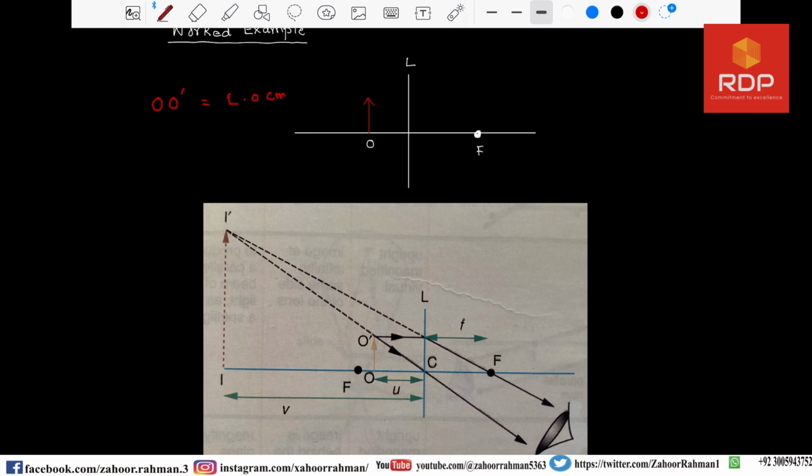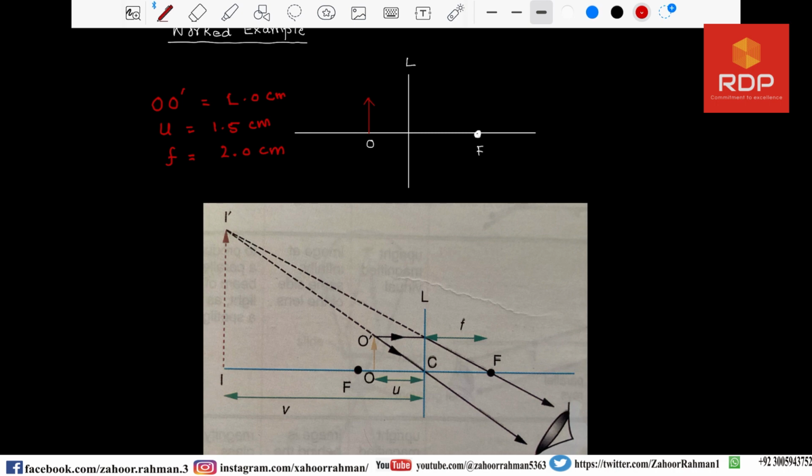Similarly, the object distance U is given as 1.5 centimeter, and F, which is known as focal length, is also 2 centimeter. Now I made this figure for you people here, and you have to pay attention to this one. The question is saying: locate the position, the size, and the characteristic of the image formed.